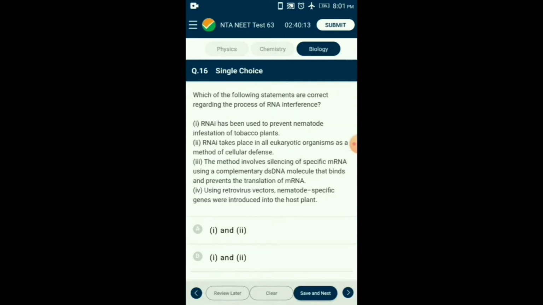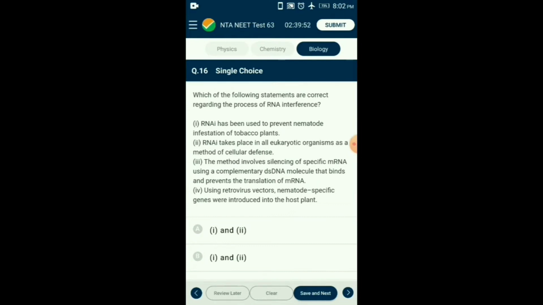Question number 16. Which of the following statements are correct regarding the process of RNA interference? Here four statements are given. RNA interference, RNAi, takes place in all the eukaryotic organisms as a method of cellular defense.